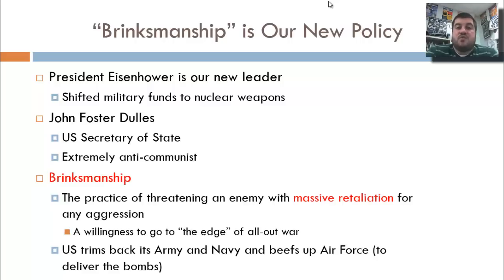Brinksmanship is the willingness to go to the edge of all-out war, or to the brink of all-out war. And we threaten an enemy with massive retaliation. So any aggression around the world, we would retaliate with nuclear weapons. So we trim back funding for our Army and our Navy, and we beef up the Air Force to deliver these bombs. So that's brinksmanship and massive retaliation. They go hand in hand.